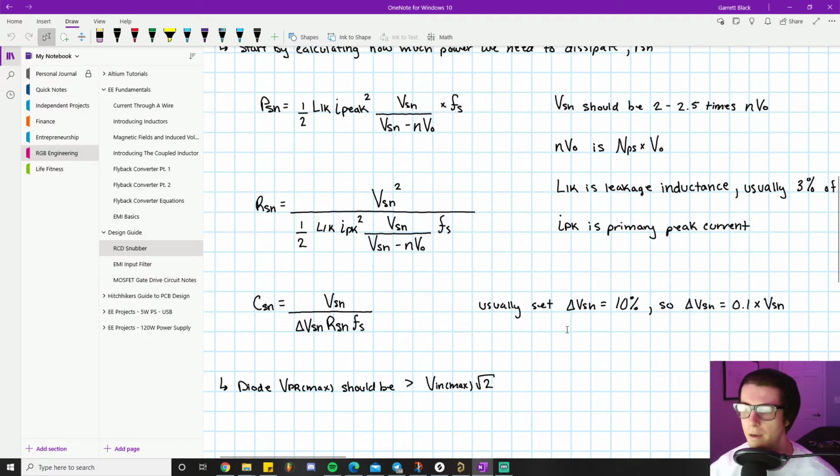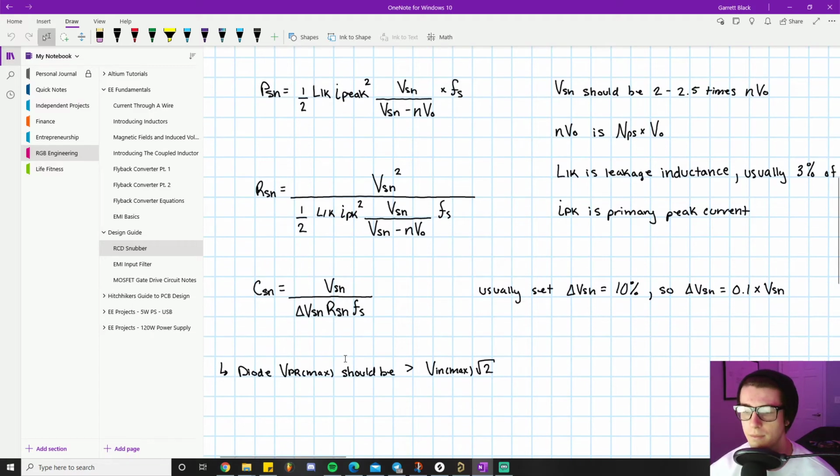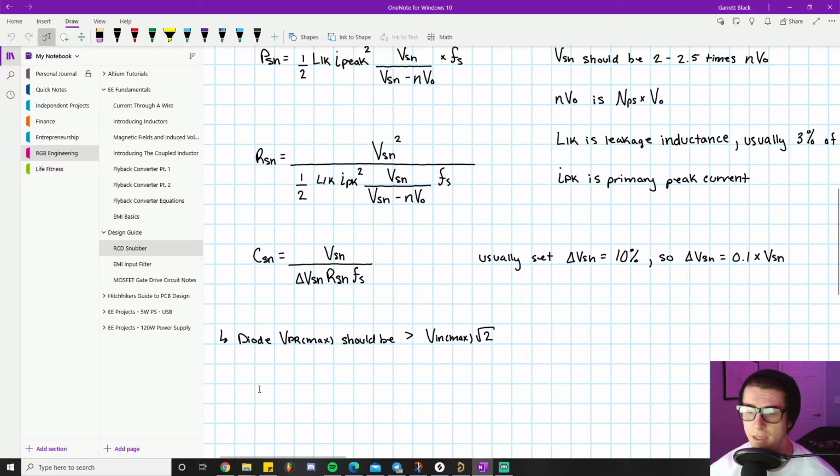I don't know if that's as clear as I want it to be. In order to figure out this value down here, you take VSN and multiply it by whatever your delta value is. If you pick the delta, the quantity is not equal to 0.1. This equals 0.1 times VSN, because delta VSN is a number, not like a percentage. And then we've already calculated RSN, and we already know our switching frequency. So that spits us out a value for our capacitor.